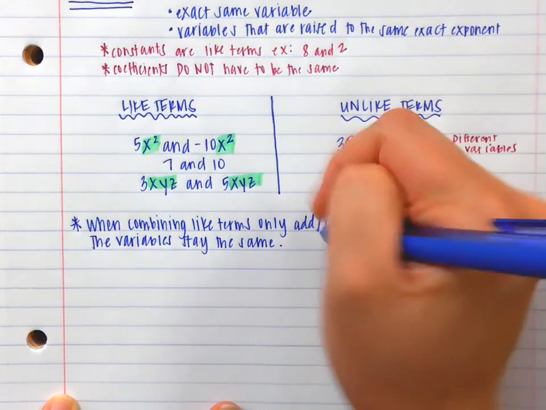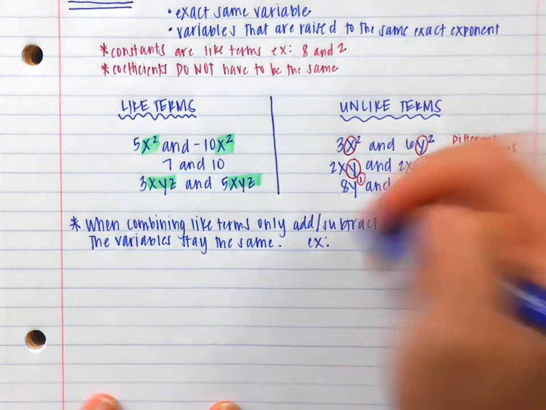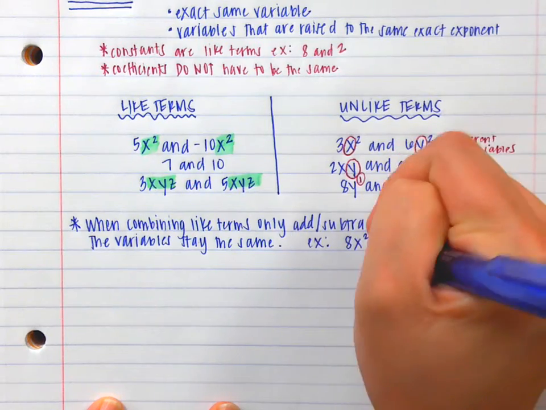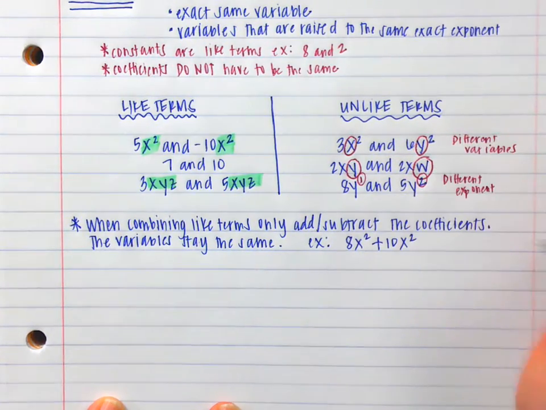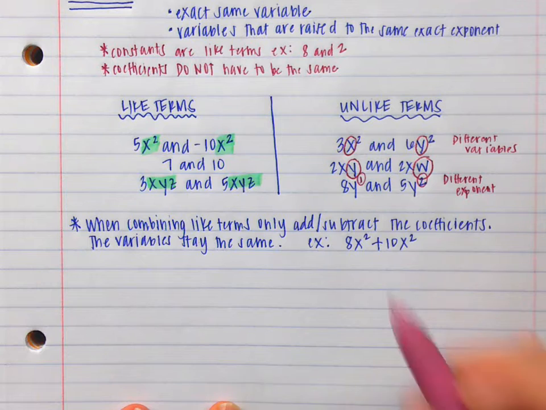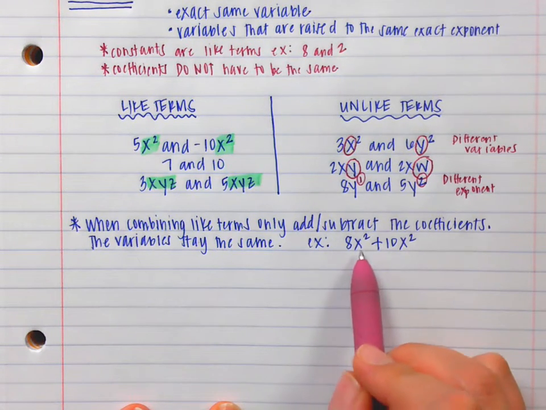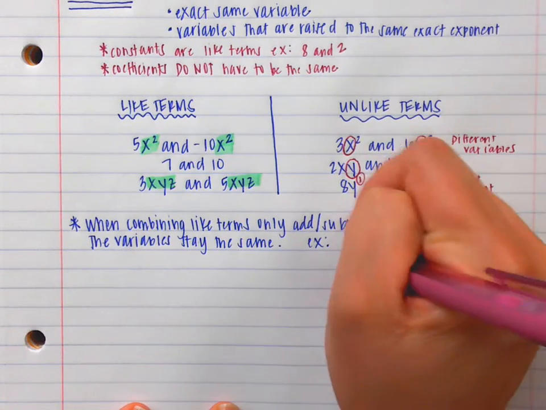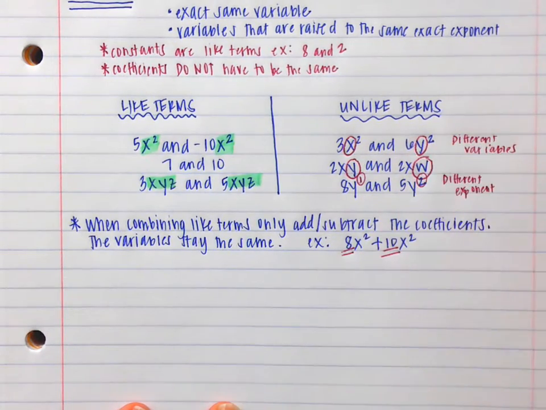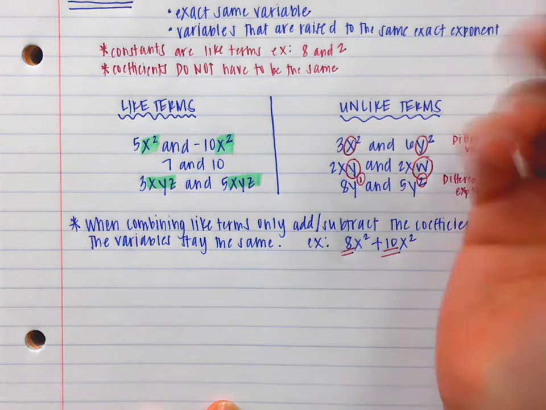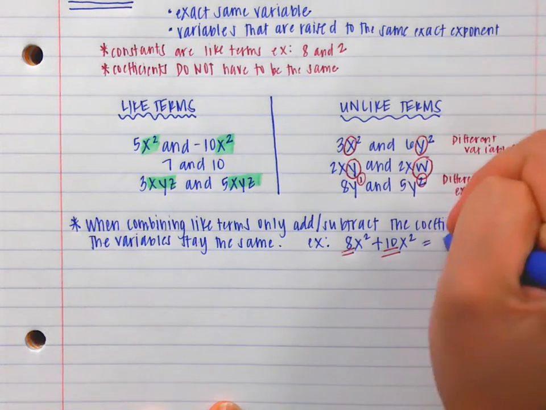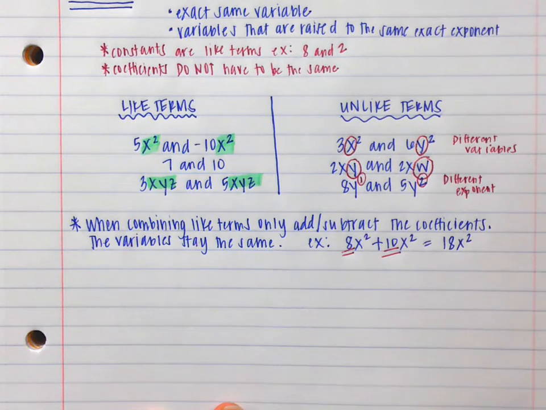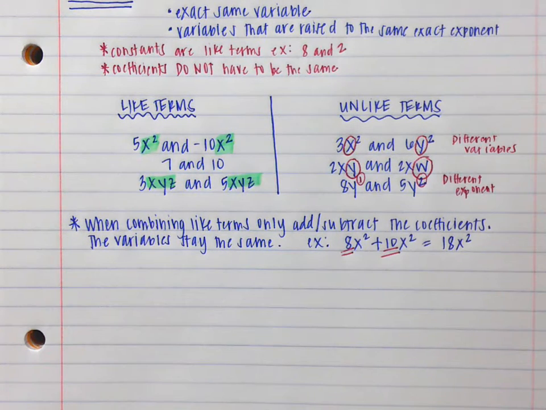So an example of that is if I said 8x squared plus 10x squared, we can look and see, okay, these are like terms, x squared, same variable, same exponent, and I just add the coefficients. So 8 plus 10 is 18. So 8x squared plus 10x squared is 18x squared. So that's all that combining like terms is. You're looking for the terms that are the same. You just add the coefficients, and that's it.